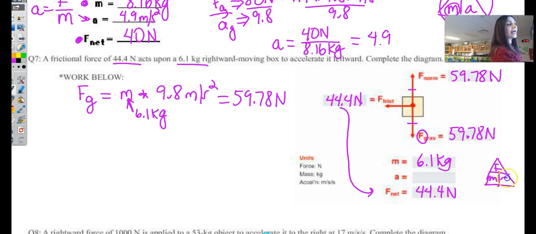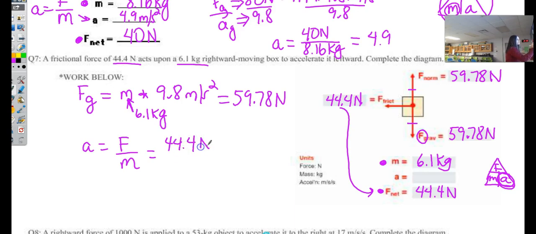F equals MA, and I don't know A, so if I need A, I'm going to do F divided by M. So A is equal to F over M, and it has to be this F and this mass. Obviously, again, the mass is the same. So 44.4 divided by my mass, which is 6.1 kilograms. Let's put it into our calculator.